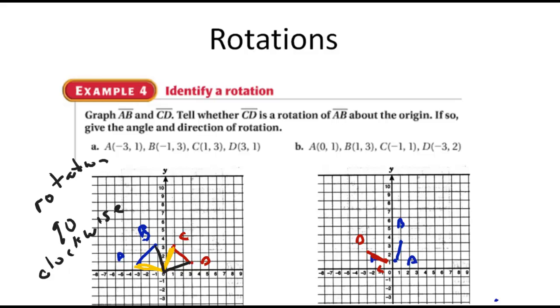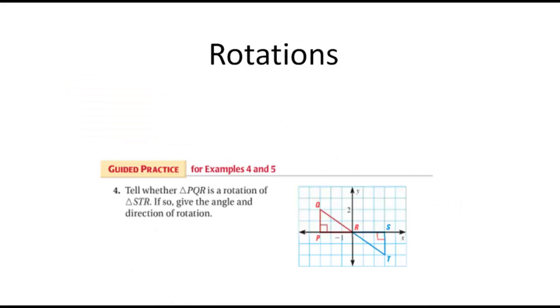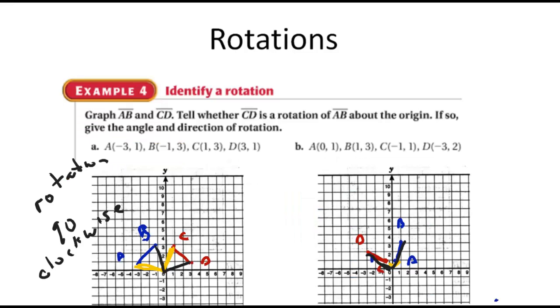If I go over here and I look at the next picture and I connect A to C right here, you can see I kind of get this. That looks like a 90-degree angle to me. But if I connect the next one, connecting D right here to B right here, it's not the same size angle as the yellow angle was. My yellow angle was right in here, not the same size. So this one right here is not a rotation.